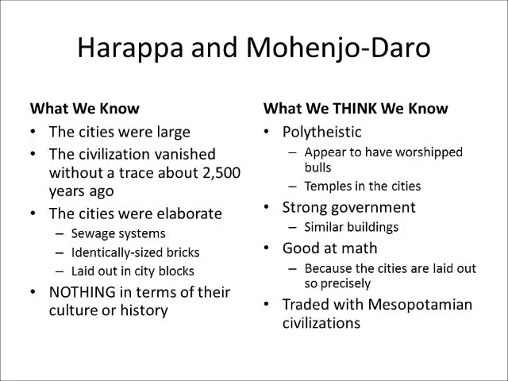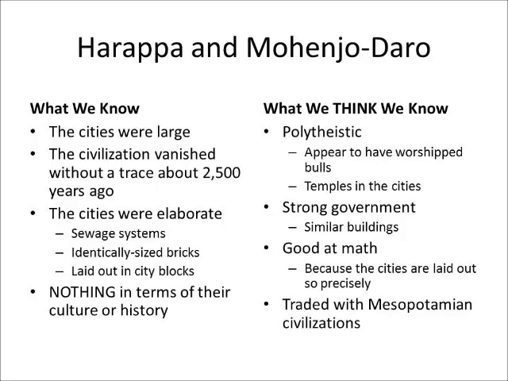As far as their culture or history, we know virtually nothing. There are no tax records, no literature that's been found, no names of kings or queens. We don't even know the names of the cities, what they were called at the time. Mohenjo-Daro and Harappa are names that came from nearby cities, near where these sites were found about 90 years ago. But we think we know some stuff based on evidence.